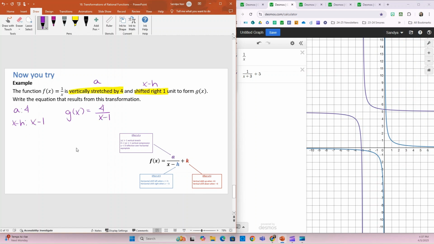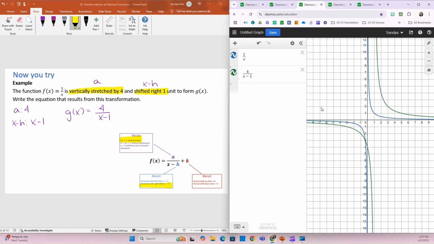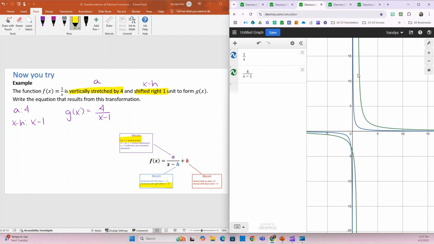So here it says that the function is vertically stretched by 4 and shifted right 1 unit to form g of x. A vertical stretch by 4 means that a is greater than 1. Shifted right 1 means we have an x minus h situation. So we are going to have g of x equals 4 over x minus 1. If we go to Desmos and we look at the graph, you can see the new transform function in green is stretched out, and also it is shifted to the right 1 unit.